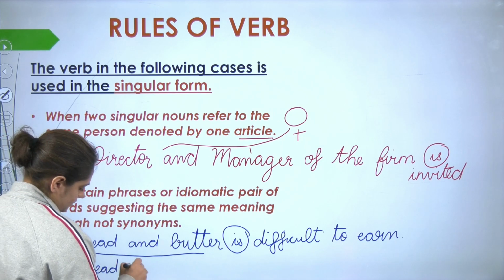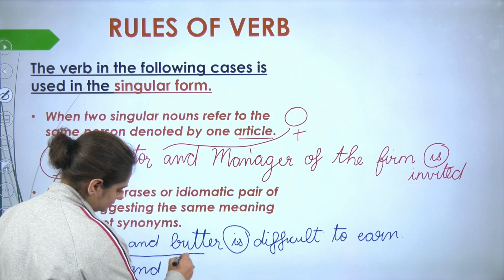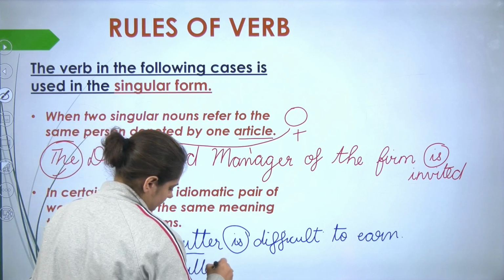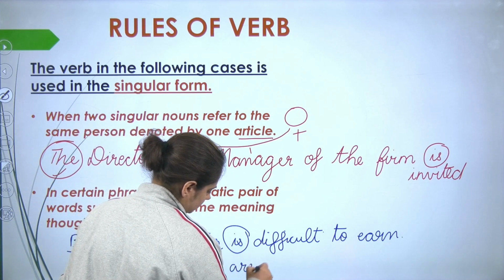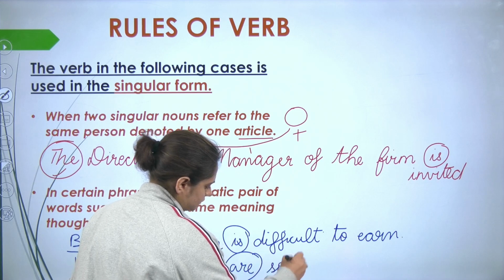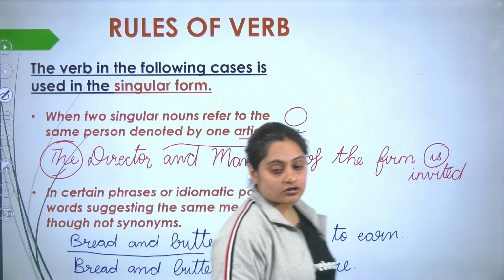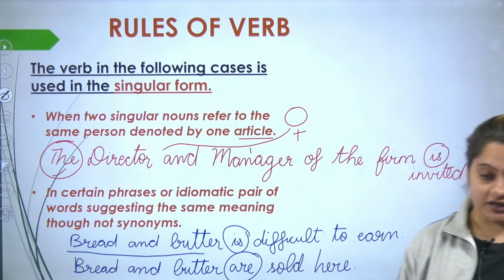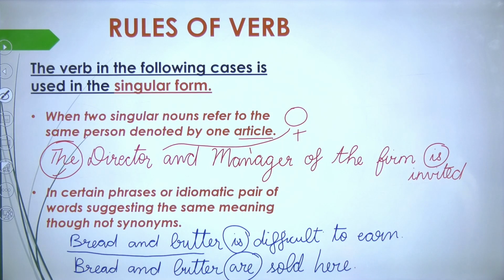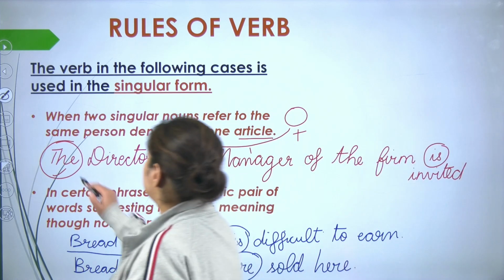Bread and butter are sold here. So with "are sold here", we are talking about two different items. Bread is a different item and butter is a different item. Bread and butter are sold here: two separate items we are talking about which are sold. Okay, so this is the logic.